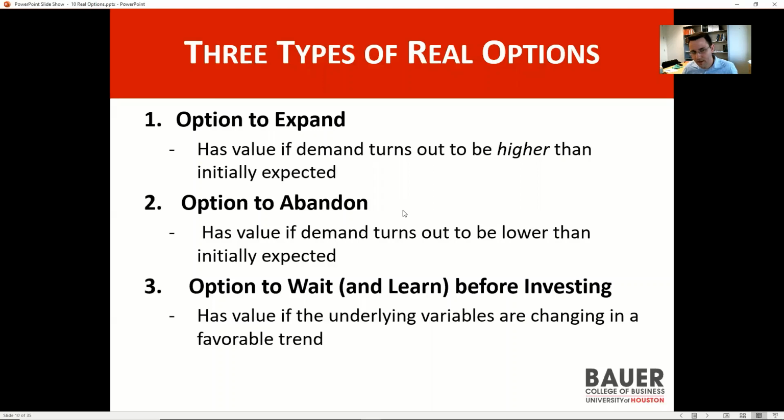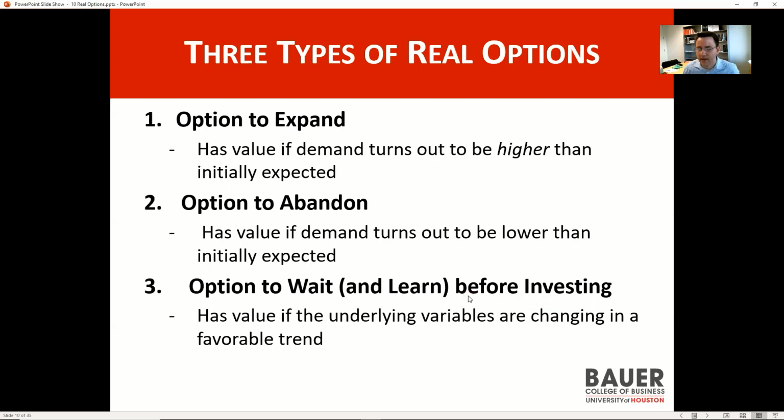Now, if the project ends up with lower demand than you initially thought, then you can walk away. You can abandon it. You don't have to continue investing in a bad project. You just scrap what you can, salvage what you can, and then walk away. Having the option to walk away is valuable for the same reasons that having the option to expand is valuable.